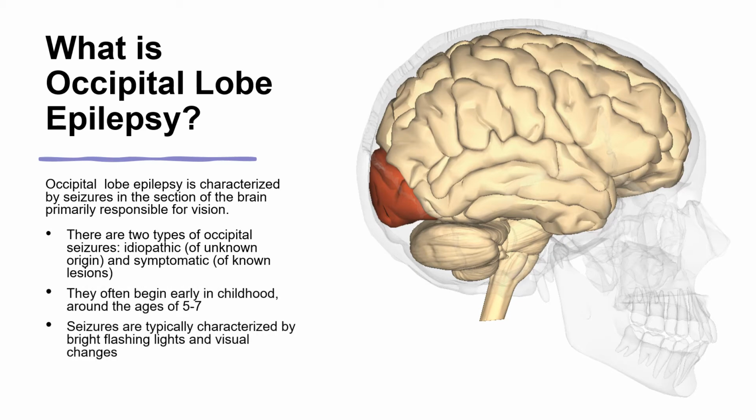Occipital lobe epilepsy is characterized by seizures in the lobe of the brain that is primarily responsible for vision. There are two types of occipital seizures, idiopathic and symptomatic. Occipital lobe epilepsy often begins in early childhood, around 5 to 7 years of age. Occipital lobe seizures are typically characterized by bright flashing lights and visual changes.